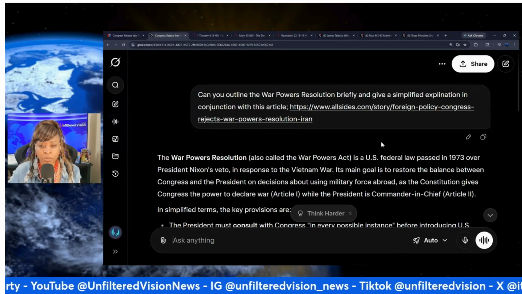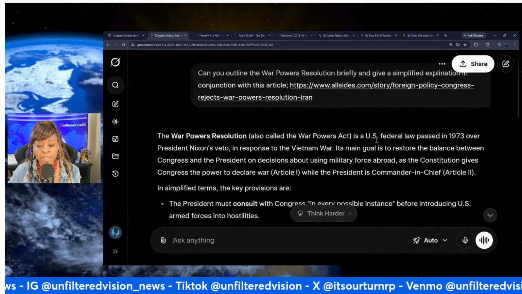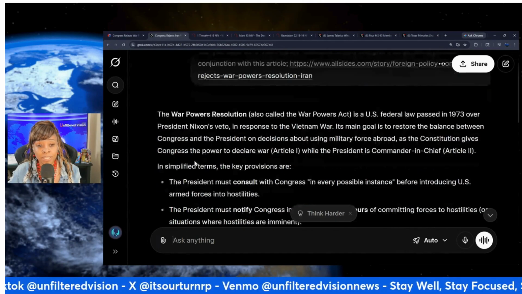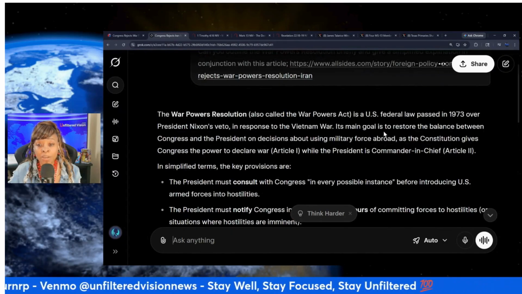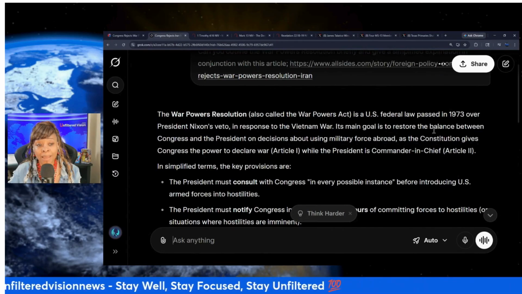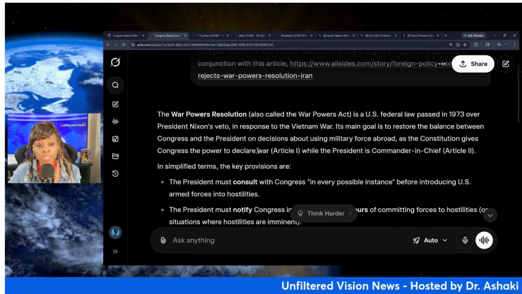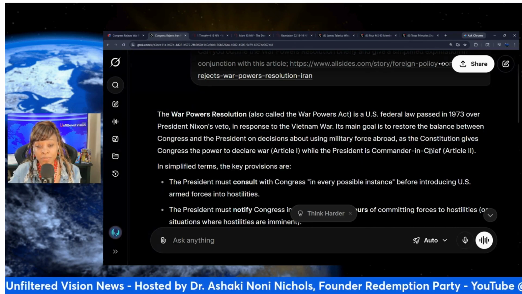So from that article that I just read, the War Powers Resolution, also called the War Powers Act, is a U.S. federal law passed in 1973 over President Nixon's veto in response to the Vietnam War. Its main goal is to restore the balance between Congress and the president on decisions about using military force abroad, as the Constitution gives Congress the power to declare war, which is Article 1, while the president is commander-in-chief.